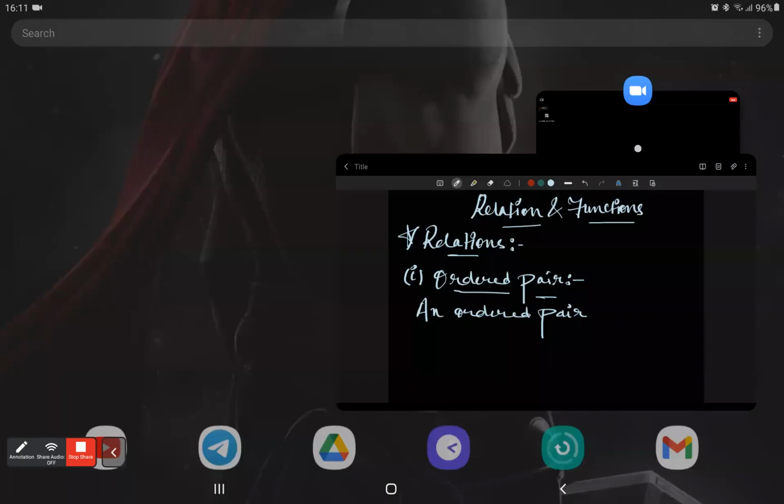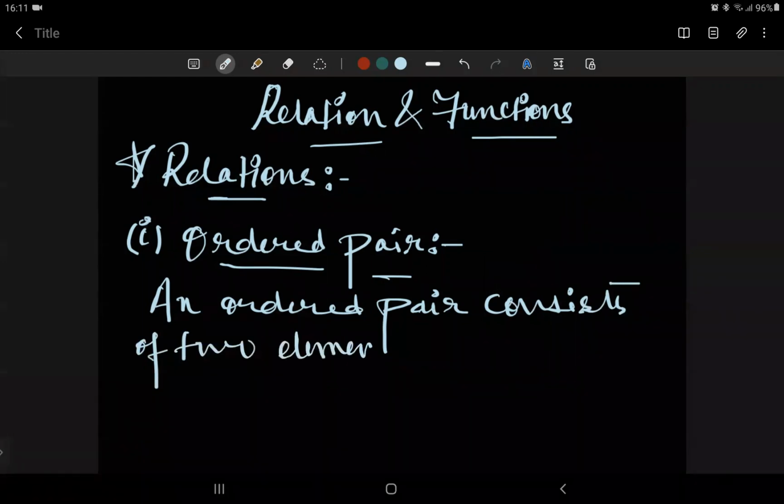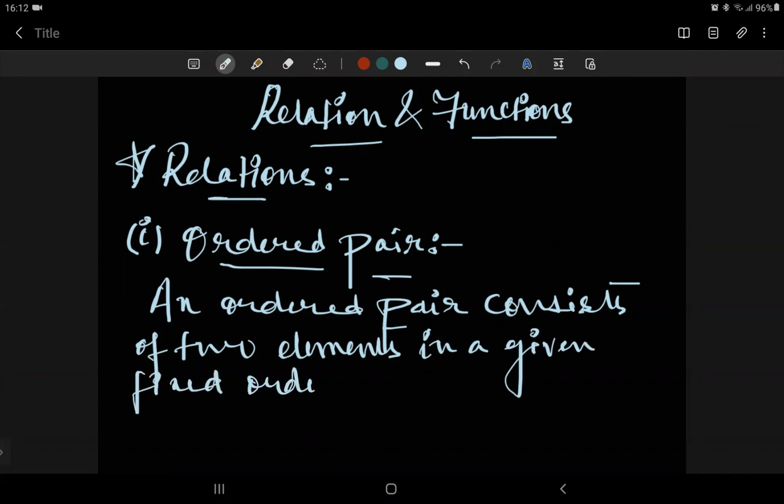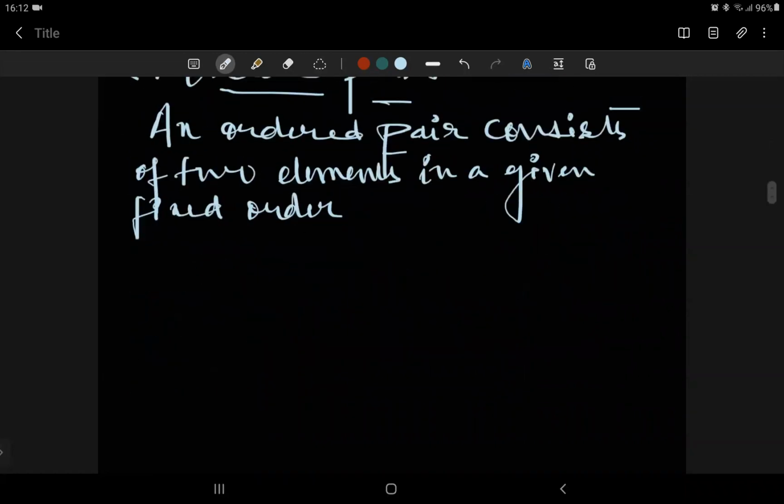Yes. So an ordered pair consists of two elements in a given fixed order, right? It is basically the position of a point in a 2D plane.